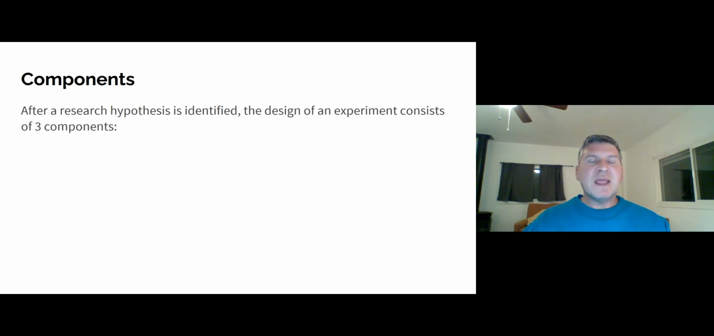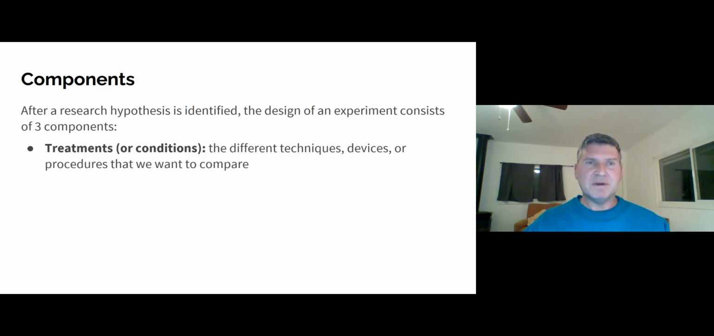The design of an experiment needs to have three specific components. The first are the treatments or conditions. So these are the different techniques or devices or procedures we want to compare. An example of this might be we're going to give somebody a task to do. One method is to have them practice. Another one is to have them watch a video showing somebody actually doing the task. These two things would be treatments because one would get the practice, whereas the other one would just watch a video. And we can see how these two things impact their performance on that task.